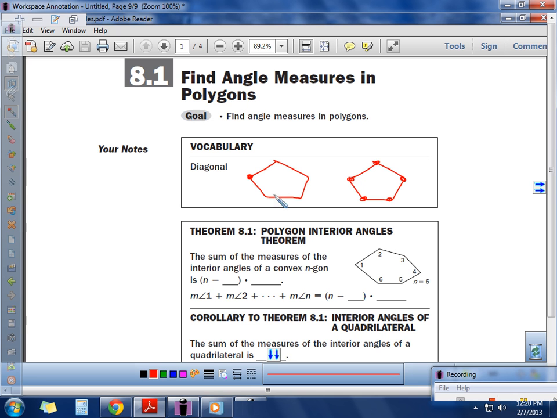So this first one's pretty easy. So first off, what is a diagonal? How would you describe a diagonal? Going from one vertex to an opposite vertex, the one not right next to it, so a non-adjacent vertex. Is that the only diagonal I can draw from that vertex? No, I can draw one more. There are two.